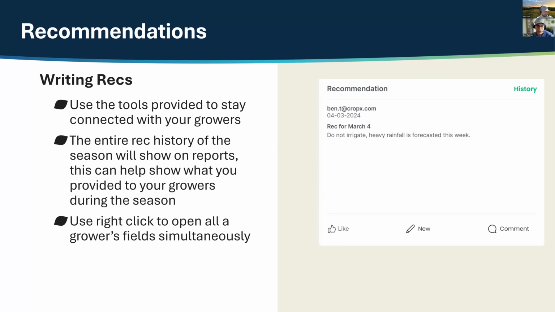Something I like doing here, and we'll talk about this more in the navigation tricks, is right-clicking a bunch of fields so you can open them up in different tabs and move from field to field writing recommendations. I will also point out that if you have anyone on a cost share program, these recommendations will publish on the report generated at the end of the season, so NRCS can see those. Or if you don't have a cost share program, you can still use them just to show your client what you've done for them during the season.